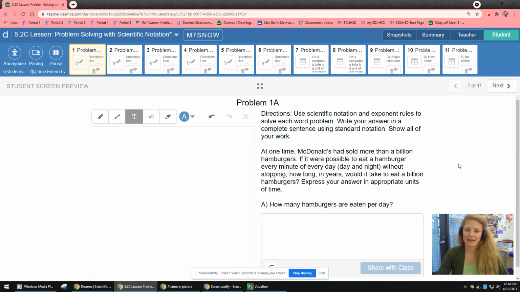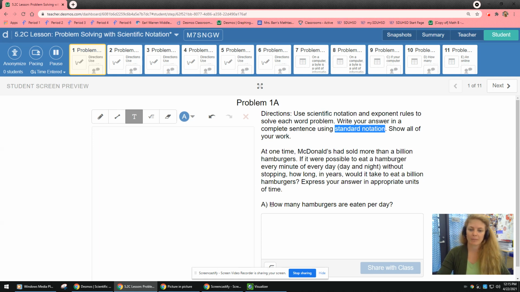So the first problem says, use scientific notation and exponent rules to solve each word problem. Write your answer in a complete sentence using standard notation and show all your work. It says at one time, McDonald's had sold more than 1 billion hamburgers. If it were possible to eat a hamburger every minute of every day, day and night, no stopping, no sleeping, no nothing, how long in years would it take to eat 1 billion hamburgers? Express your answer in appropriate units of time.